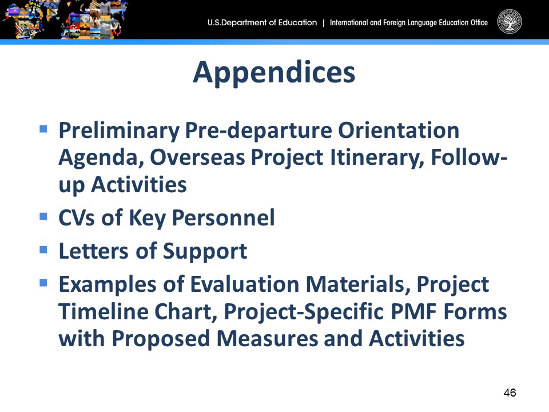The grants.gov appendices provide applicants with an other attachments section, and this can include preliminary pre-departure orientation agenda, overseas project itinerary, and follow-up activities, CVs of key personnel, remember 3 pages maximum, letters of support, and examples of evaluation materials, project timeline charts, specific PMF forms with proposed measures and activities.